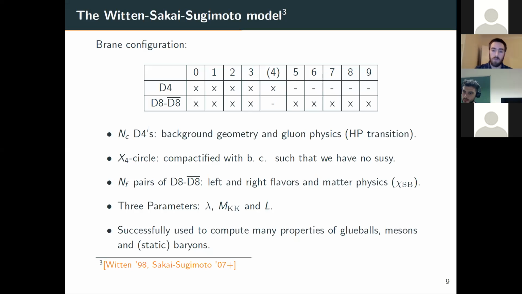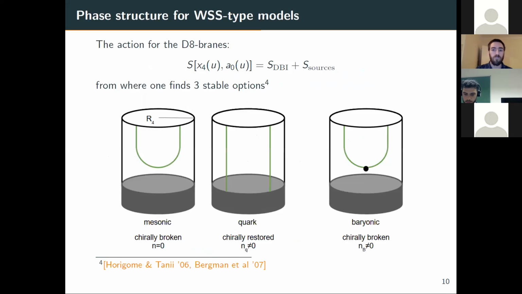And there are three parameters in the model, which are lambda, M_KK, which is the Kaluza-Klein scale of the x4 circle, and L, which is the asymptotic separation of the D8s and the anti-D8s. It has been successfully used to compute many properties of glueballs, mesons, and baryons, which are in the right ballpark of what we know from experiments.